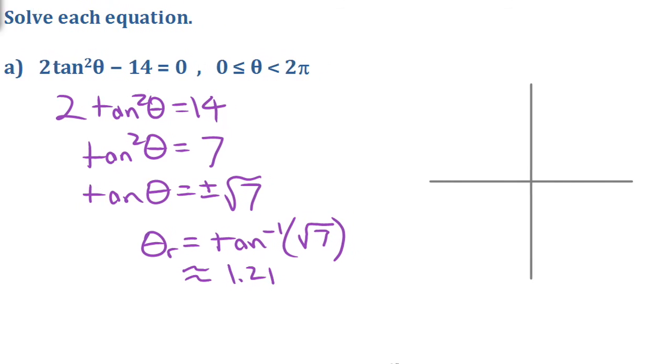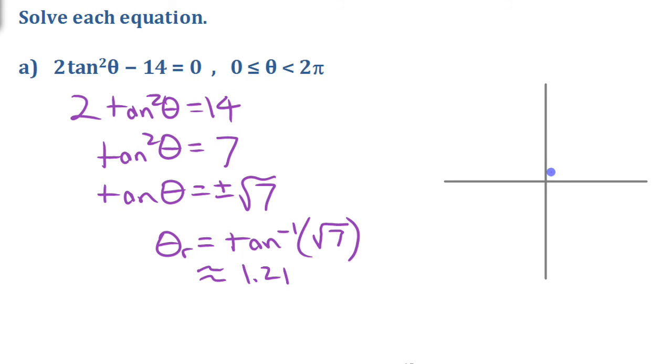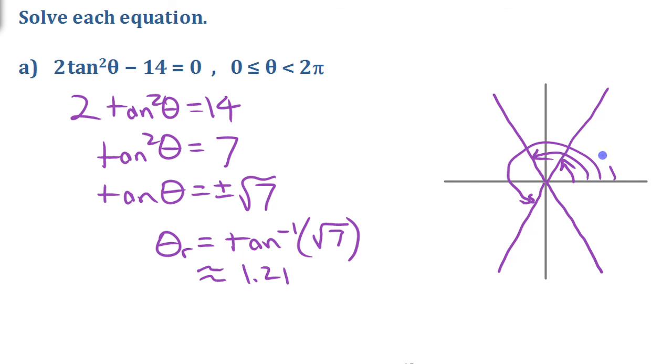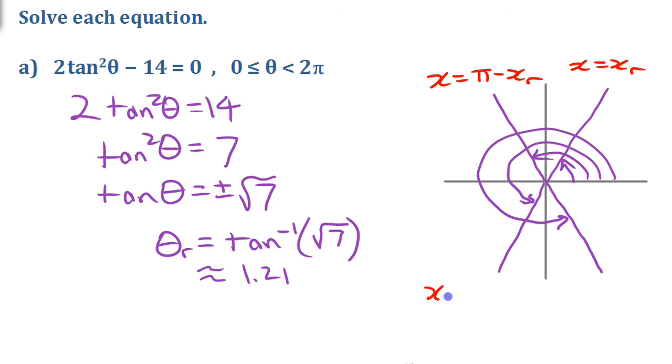But on our grid over here, if we're looking for where this is, we're looking in all 4 quadrants. We're looking for 1 there, 1 there, 1 there, and 1 there. There's 4 angles. If we're going to draw them, we're looking for that one, that one, that one, and all the way around to there. So in quadrant 1 is the reference angle. In quadrant 2, we've got to go pi minus the reference angle. In quadrant 3, we're going to go pi plus the reference angle. Quadrant 4, we're going to go 2 pi minus the reference angle.